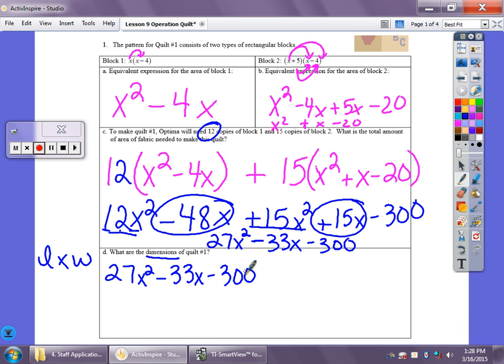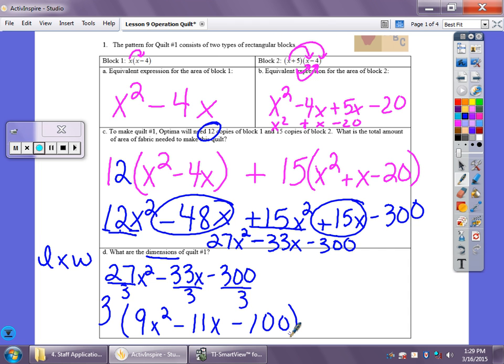These are huge numbers, so I want to see if I can decrease them at all to make it a smaller number that I'm trying to factor. And I notice that all of these are multiples of 3, so I'm going to divide everybody by 3. And when I do that, I end up with 9x squared minus 11x minus 100. Okay? Now my numbers are still big, but there's nothing that will divide 9, 11, and negative 100.